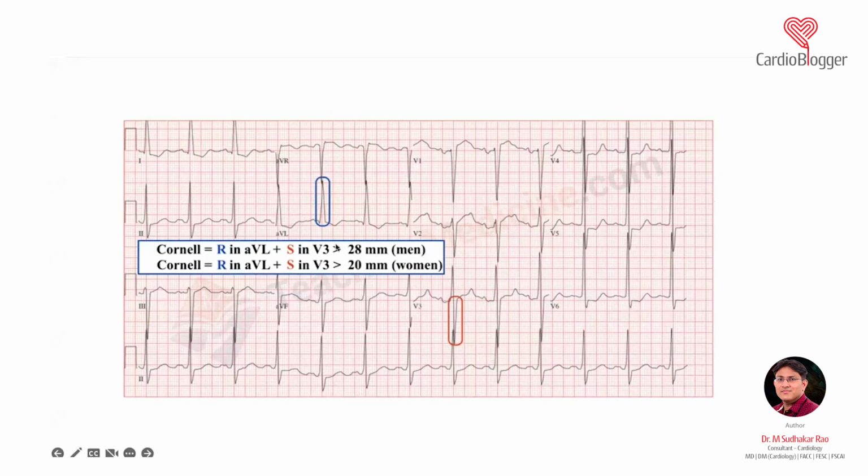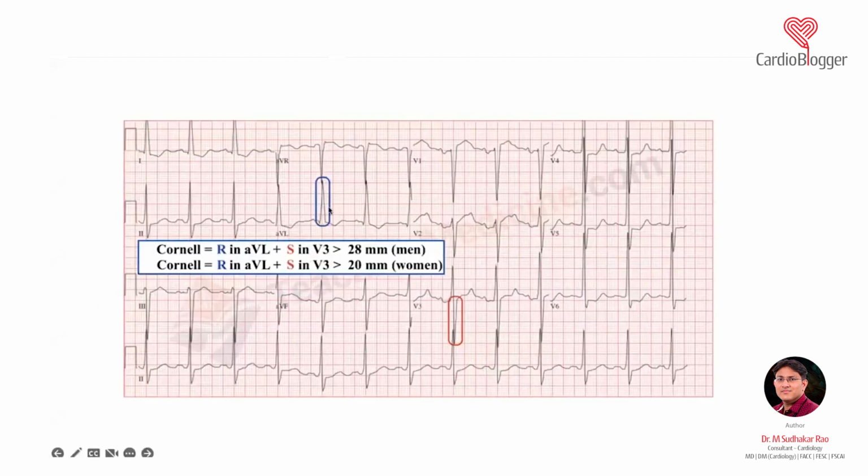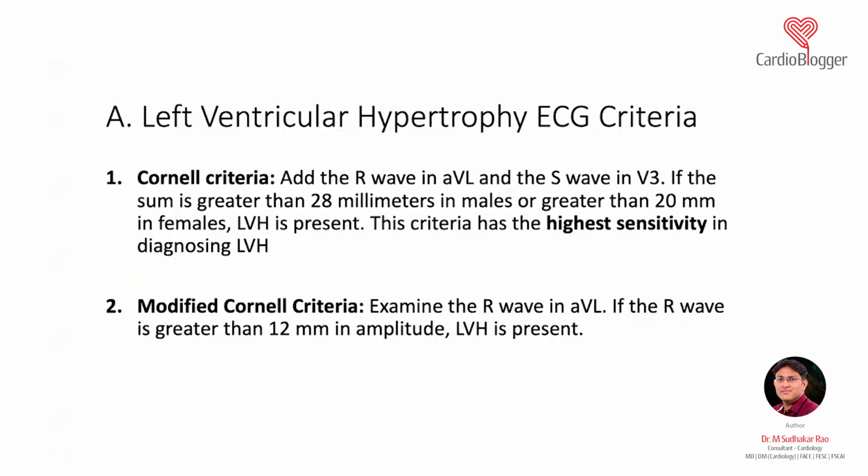And if the sum is more than 28 millimeter in males and 20 millimeter in females, it means that there is left ventricular hypertrophy. Now, the Cornell has also come with a much easier version where you just have to see only one lead, which is lead AVL. If you see more than 12 mm of R wave in lead AVL, it is suggestive of a modified Cornell criteria.